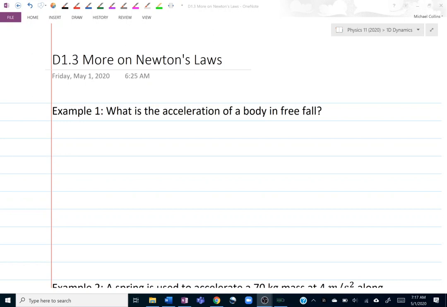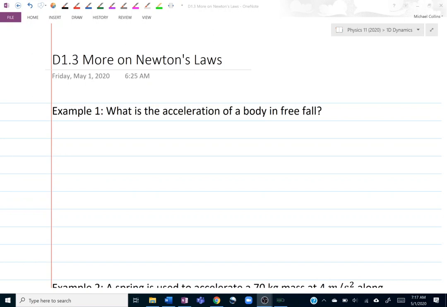More on Newton's laws. We've already talked about all the laws. There's nothing really new to talk about in the laws. We're just going to do some more complex type examples. 1.4 is also going to be quite similar. No new laws, just some more complex type examples.